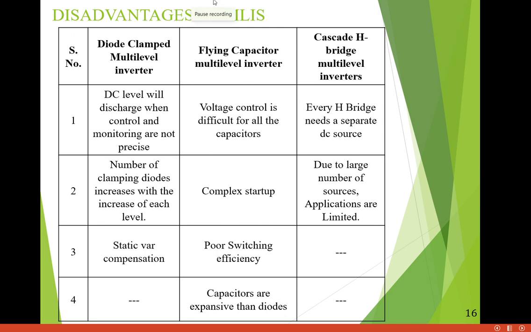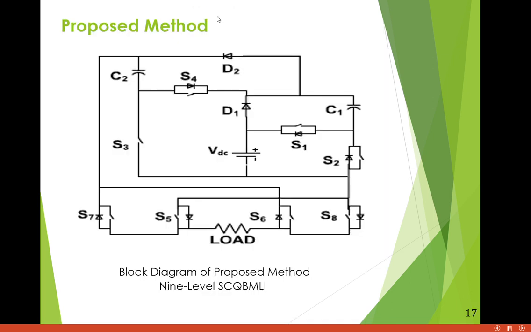And for cascaded H-bridge multi-level inverters, every H-bridge needs a separate DC source. Due to the large number of sources, applications are limited. And this is the block diagram of the proposed method.